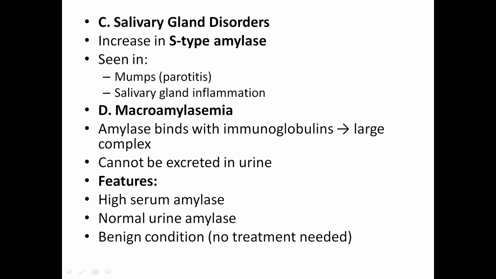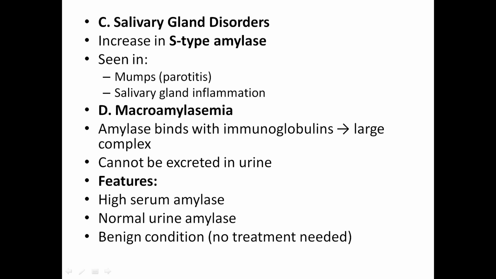On the other hand, macroamylasemia is where amylase binds with the immunoglobulin of our body. A large complex is formed. This large complex cannot be excreted through the urine and accumulates in our body. High serum amylase level happens. What are the features of this disorder? High serum amylase, normal urine amylase, but it is a benign condition, no treatment needed.